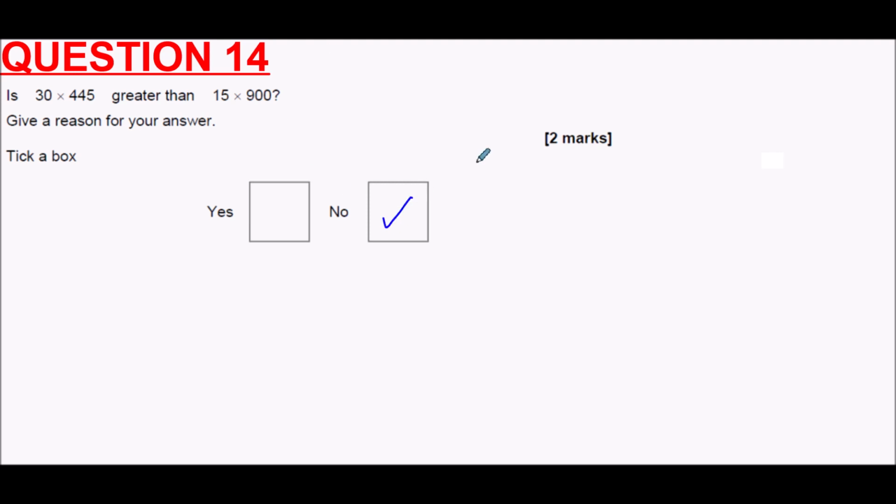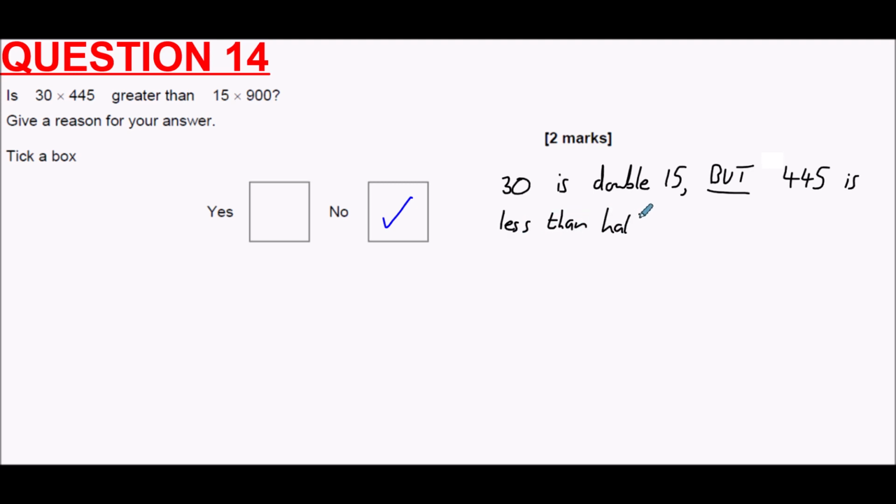A reason we could give is that 30 is double 15, but 445 is less than half of 900. Something along those lines would get you marks. You could say equally 30 is double 15, but 900 is more than double 445. That might have been a nicer way of putting it.